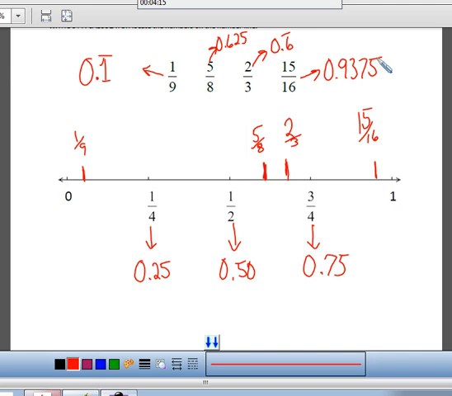Even though I wrote down all these decimal equivalents, you really didn't need them to estimate where these numbers went. Some people may have had trouble figuring out which one was bigger or smaller, 5/8 or 2/3, but we should be able to determine that these would be between 1/2 and 3/4. So that's the first part of this. Let's go ahead and take a look at page 27.